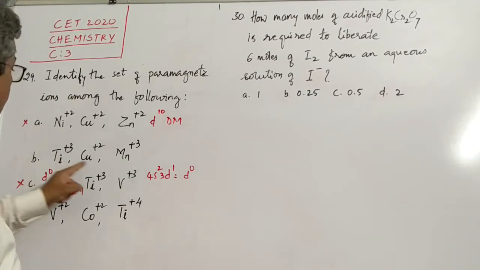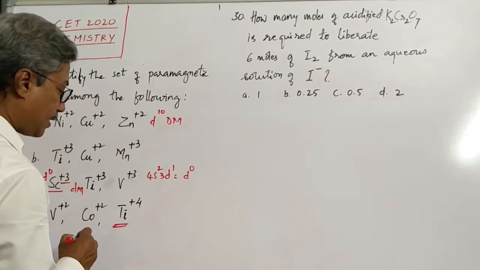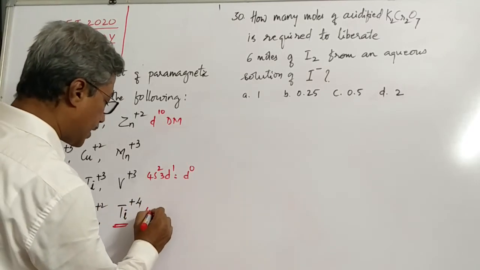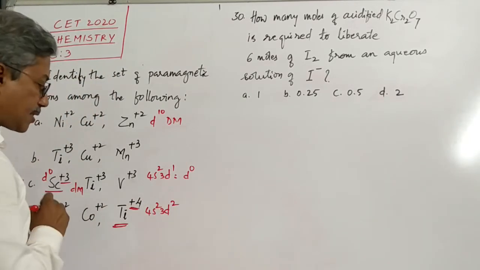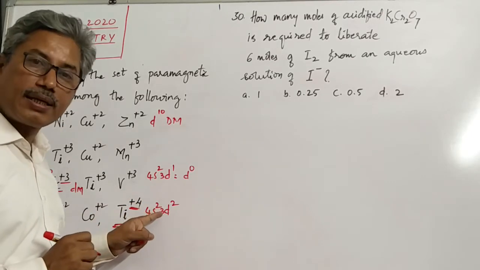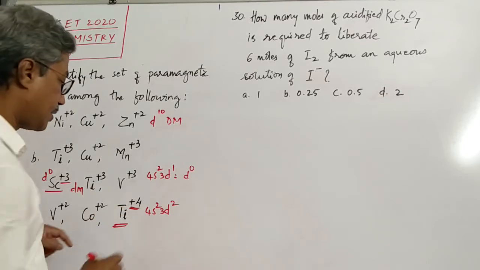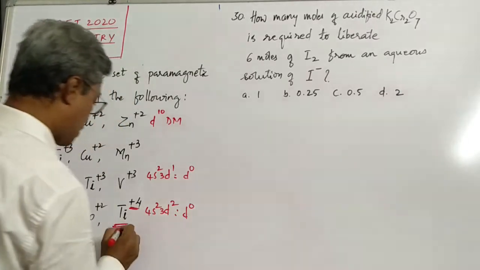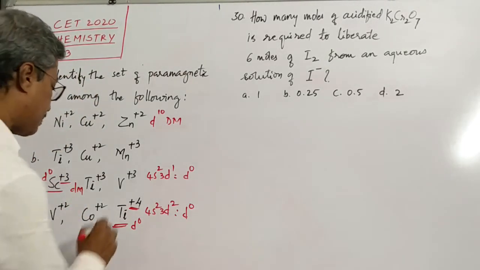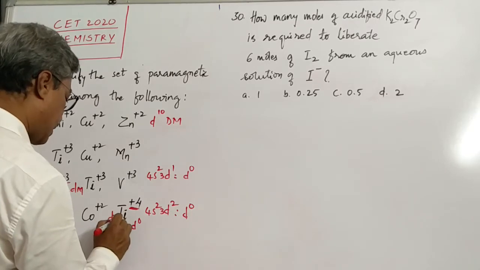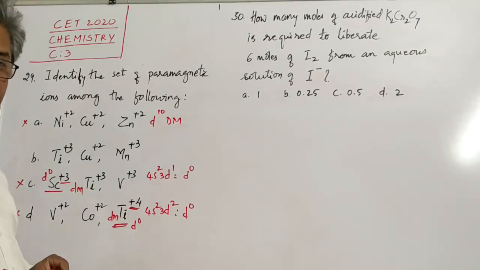Now let us look at this one. Its atomic number is 22 and its electron configuration is 4s2 3d2. Its oxidation state suggests that all the electrons present in the outermost shell are completely lost. That means it is also a d0 state ion. d0 means no electrons are present in the outermost shell, so it is diamagnetic in nature. That means even this set does not have all the ions which are paramagnetic in nature.